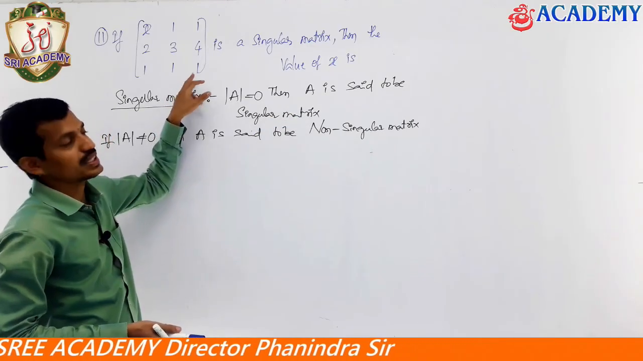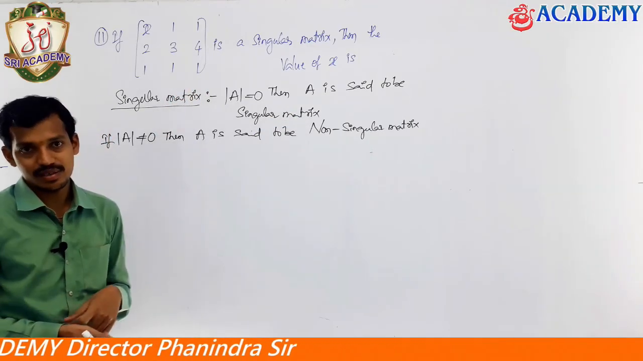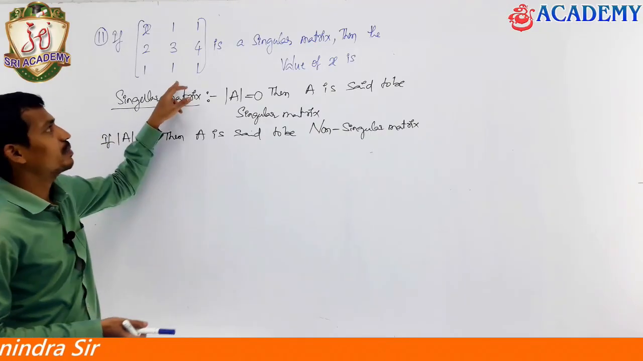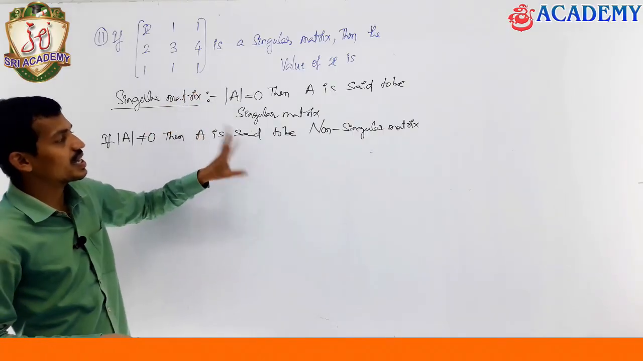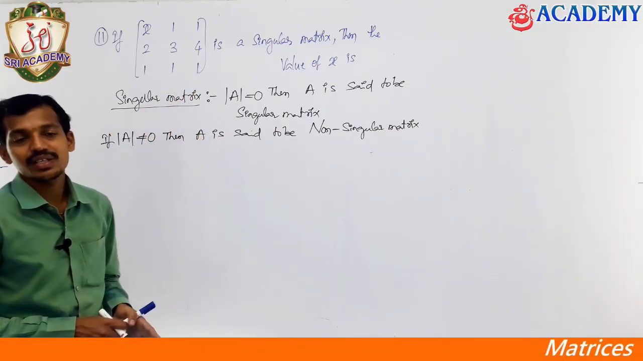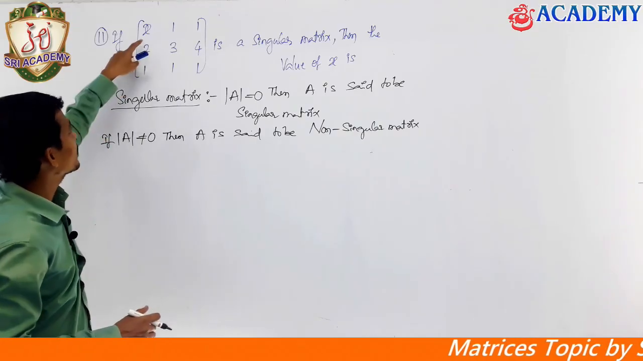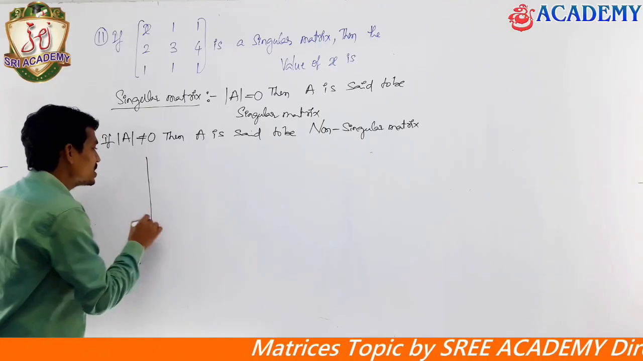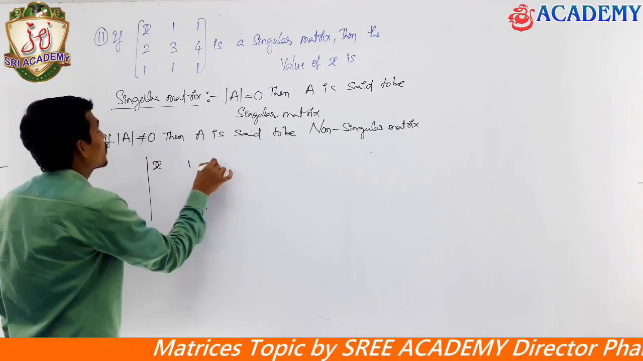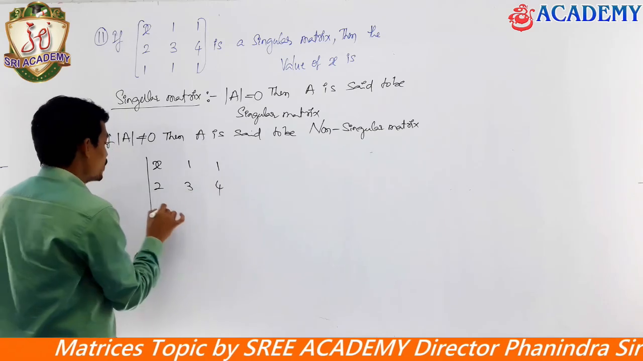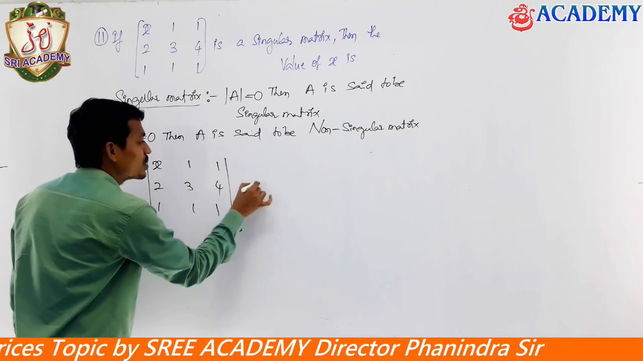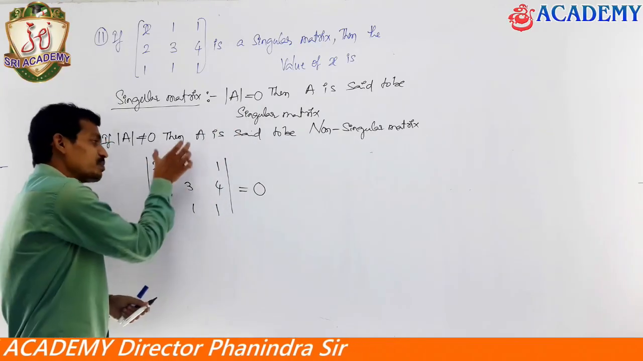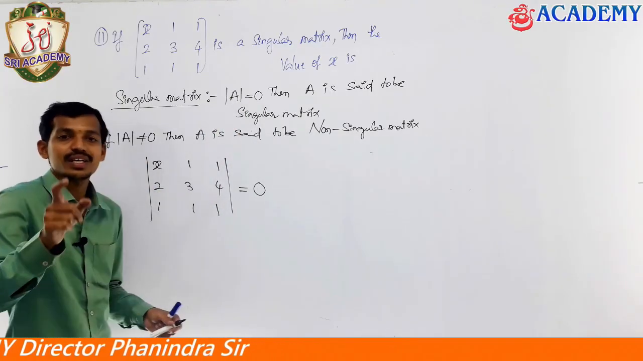Sometimes he will give the matrix and ask whether it is singular or non-singular. In the options he will give diagonal, singular, non-singular, none. If you want to say it is singular, compulsorily we have to equate that matrix determinant equal to 0. Here we are given an unknown. To solve for an unknown, one equation is required. That equation is indirectly the determinant with rows x 1 1; 2 3 4; 1 1 1 equal to 0. If you simplify the matrix determinant, you will get one equation.